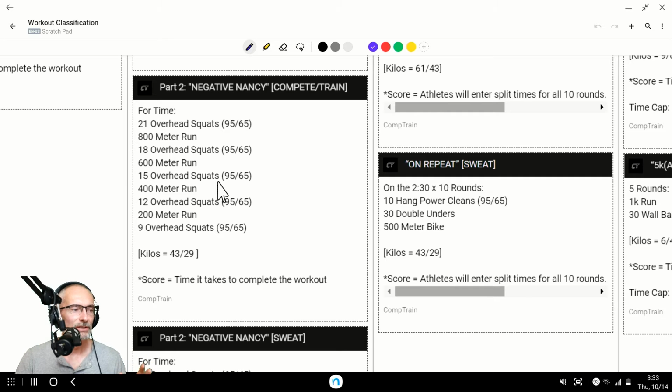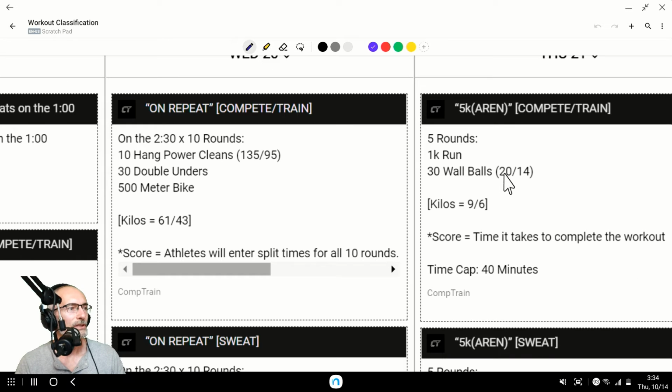The sweat version, I'm not going to go over that. You'll get that in the class, and then it's just going to probably modify the movements and the weights on the barbell. So let's move on. Every 2 minutes and 30 seconds for 10 rounds, we're going to do 3 movements: 10 hang power cleans, 30 double unders, and 500 meters on the bike.